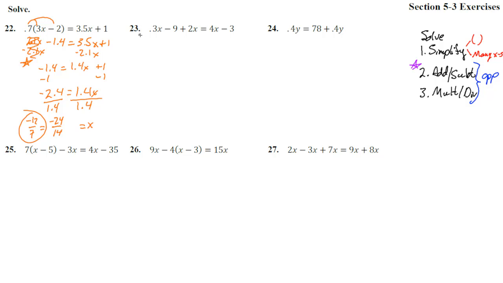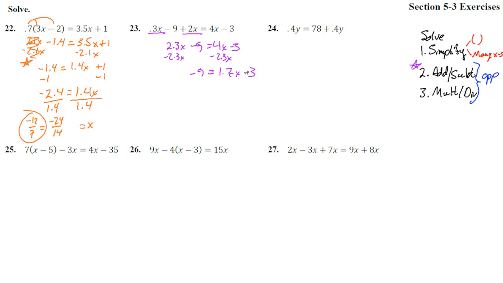Okay, number 23. Do we have any parentheses? No. Do we have many x's? Yes. On this side, we have 2.3x combining like terms. We've got to get the x's together. Again, I'm going to subtract that smaller one so we stay away from negatives. So we get negative 9 equals 1.7x minus 3. Oh, we just simplified it.